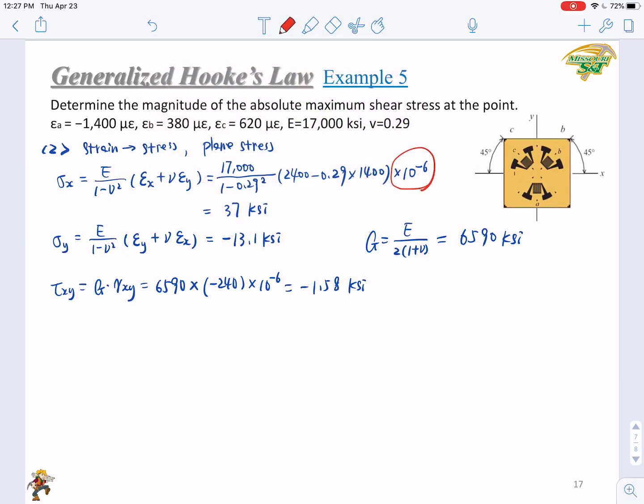Okay, so here we have determined sigma x, sigma y, and tau xy. Using these three things, you can draw Mohr's circle, right? You can draw Mohr's circle and then examine what the tau max and the absolute tau max are. Then this will be our third step.